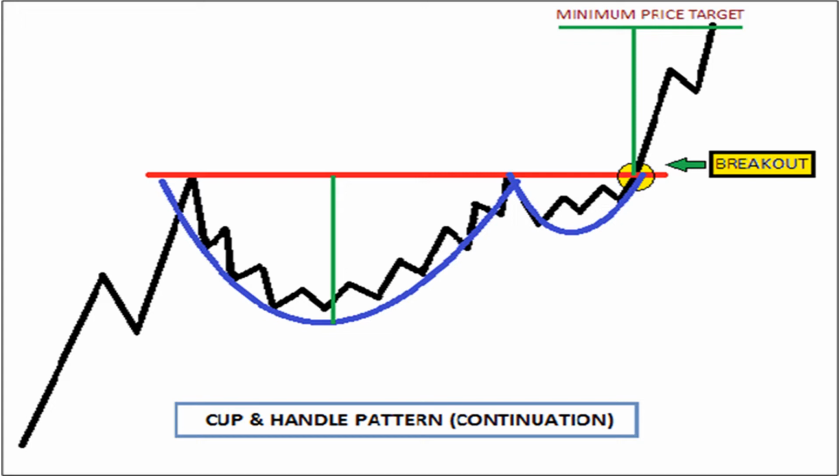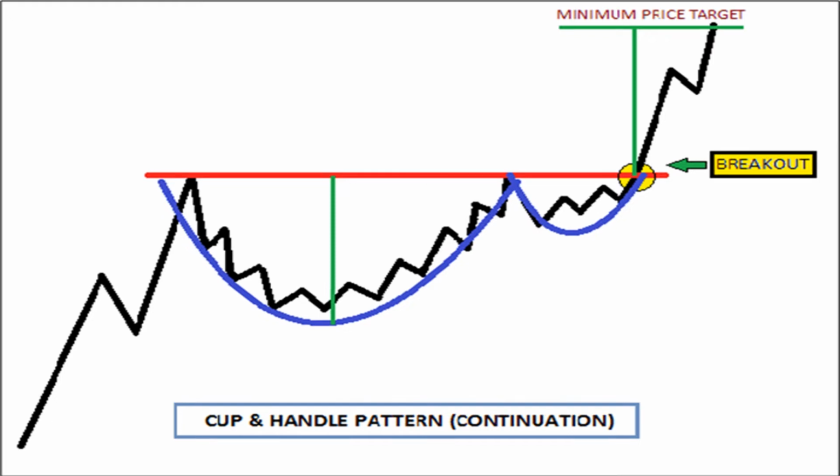A trailing stop loss can also be used to get out of a position that moves up but then starts to drop again. However, this is a topic for another time. And just like other chart patterns, our profit target is deduced by measuring the height of the cup and then adding that height to the breakout point of the handle.